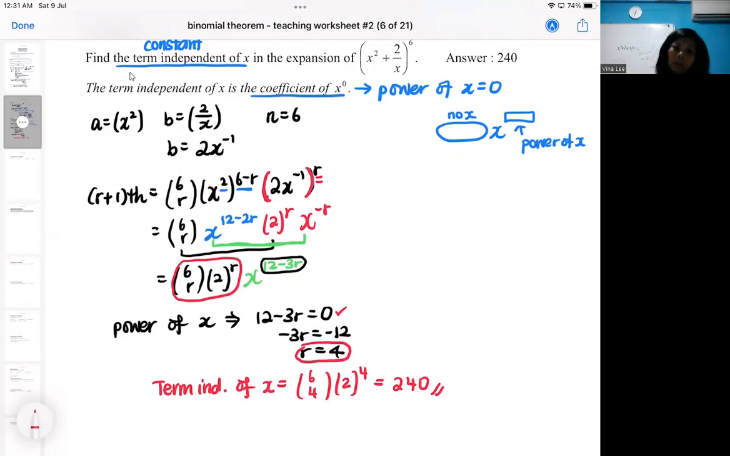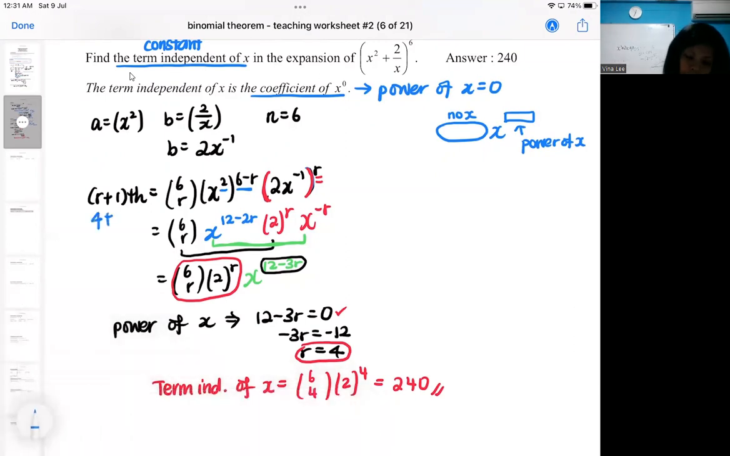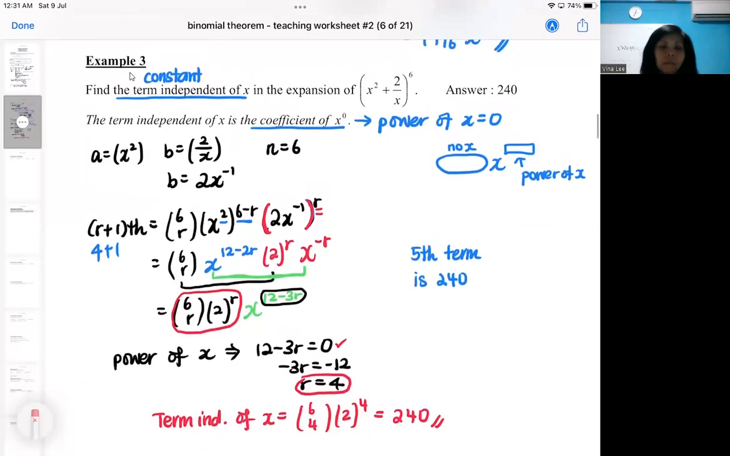So again, what's the implication? Do you realize you got r equal to 4? 4 plus 1, so what's the implication? That means the 5th term is 240. If you go and do the binomial expansion, when you hit the 5th term, you will see 240. So that is the implication behind this. That is the term independent of x using the general formula.